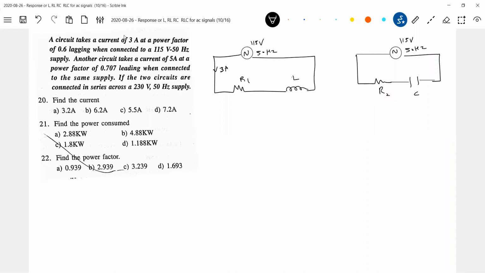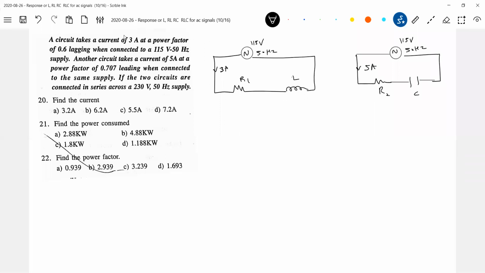And what is the current here? 1 by root 2 ampere. Now, what all do we know? We know VRMS and IRMS, but we don't know R1 and L, R2 and C. The power factor is what we know. So what is the formula for power factor? Sir, current is 5 ampere, 5A. Okay, now go back to the formula.